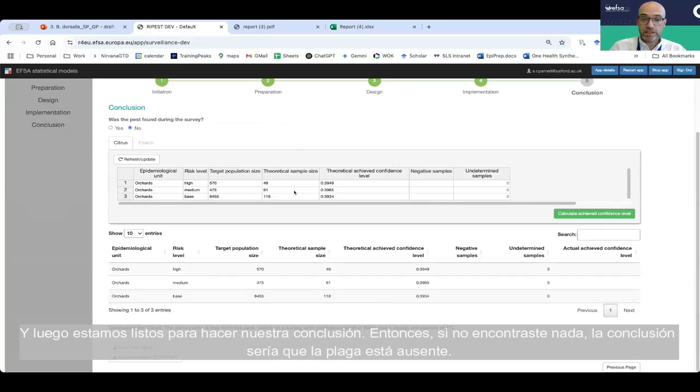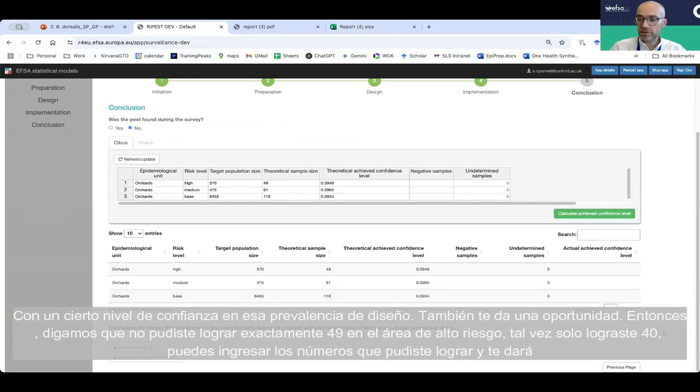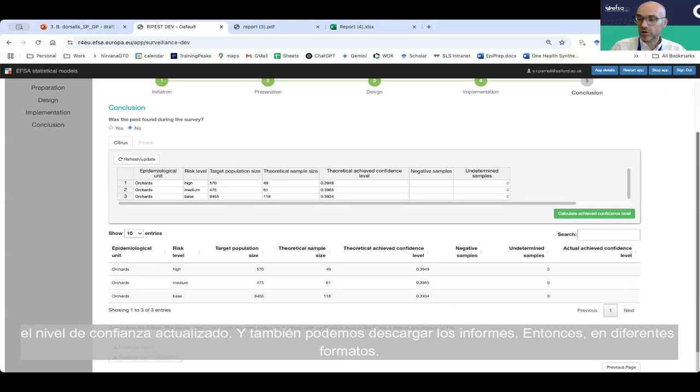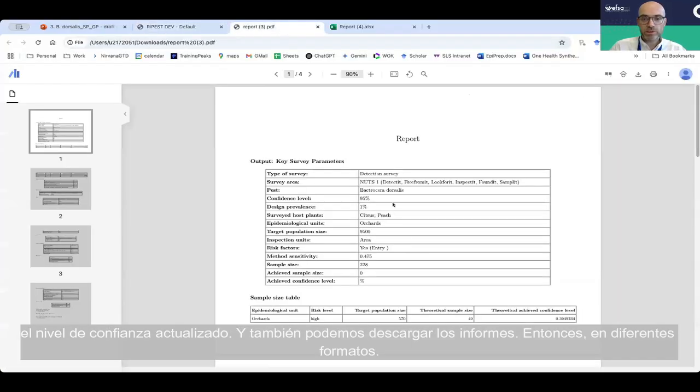So if you didn't find anything, then the conclusion would be that the pest is absent with a certain confidence level at that design prevalence. It also gives you an opportunity. So let's say that you weren't able to achieve exactly 49 in the high risk area, maybe you only achieved 40. You can enter the numbers that you were able to achieve, and it will give you the updated confidence level.